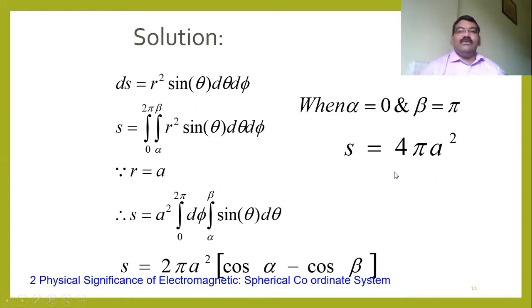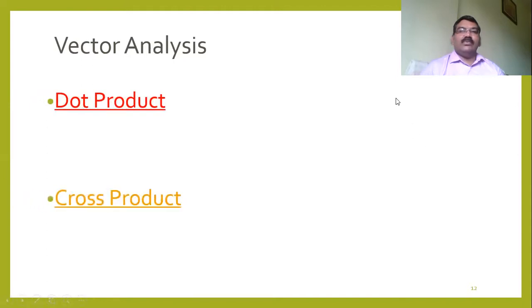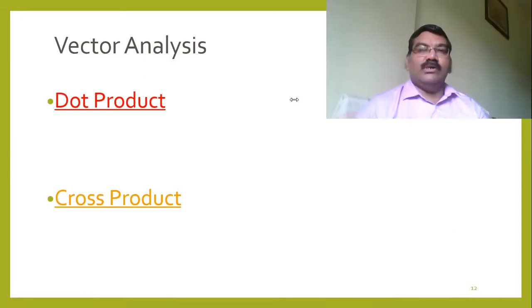Now we are going to discuss the next part, which is again a prerequisite for electromagnetics. Today we are going for vector analysis. In vector analysis you will have two parts. What are these two parts? That is the cross product and the dot product.